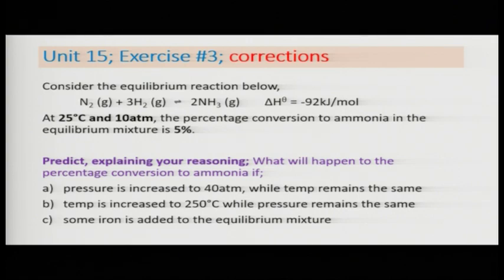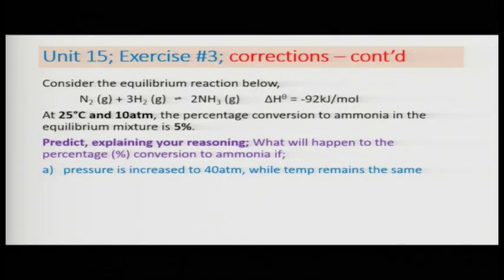So we had this question: at 25 degrees Celsius and 10 atmospheres, the conversion of ammonia is 5%. We are to predict, explaining our reasoning, what would happen to the percentage conversion if pressure is increased while we maintain temperature constant, if temperature is increased while we maintain pressure constant, and if you add a catalyst, iron. What would happen? I believe you are tempted, but let's go through it for you to completely understand how to respond to these questions. Let's get started with part A.